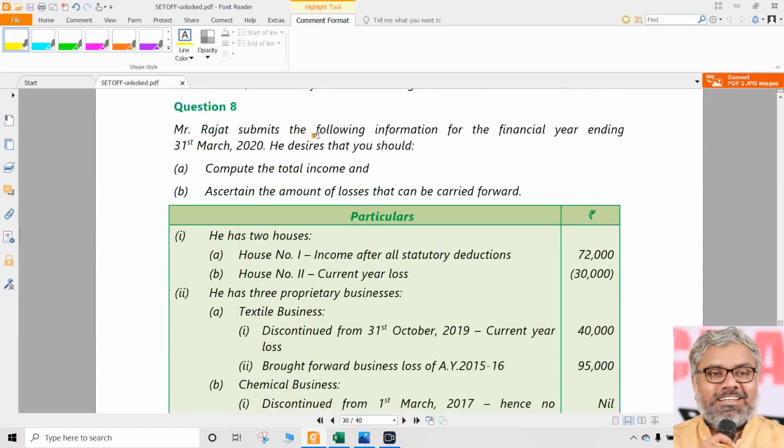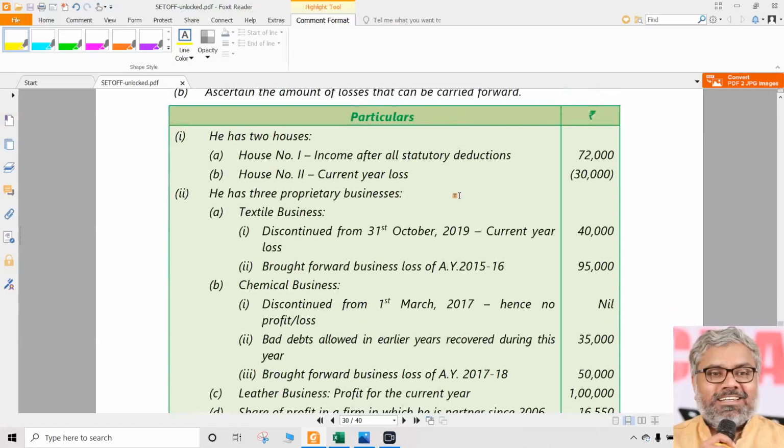Read it carefully. Rajat submits the following information and he wants us to compute the total income and also compute the losses which can be carried forward. He has 2 houses, he says. House number 1, income is 72,000. House number 2, current year loss is 30,000. Can these two be set off? Absolutely yes. There is a provision for inter-source adjustment or intra-head adjustment. Both can be set off without any problem.